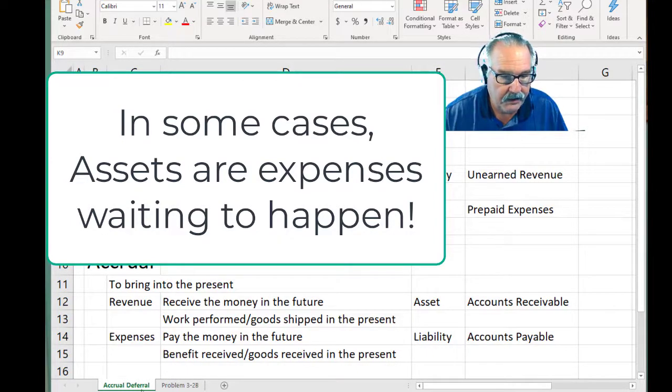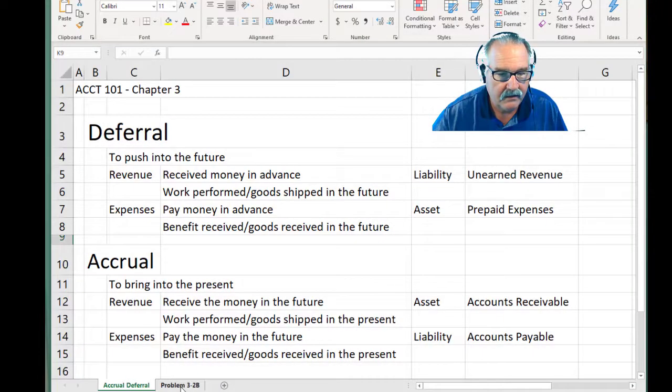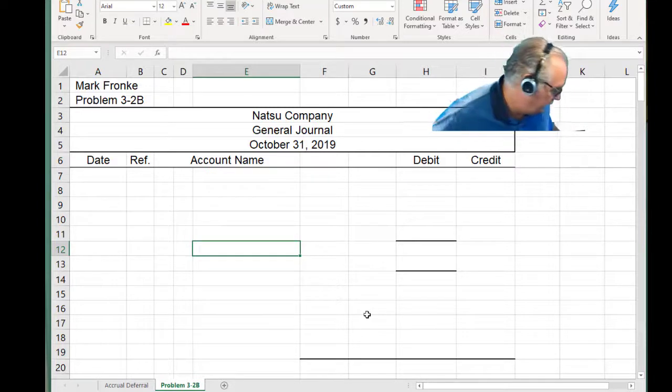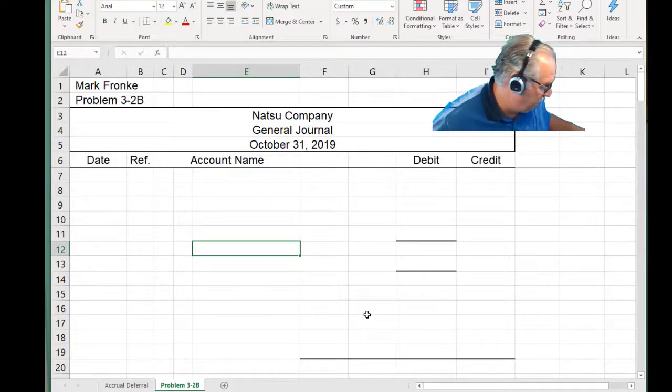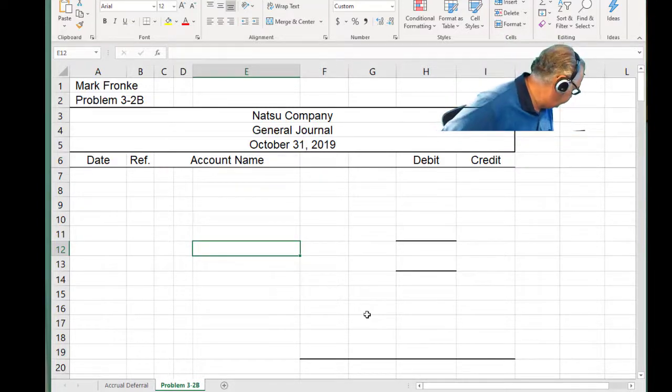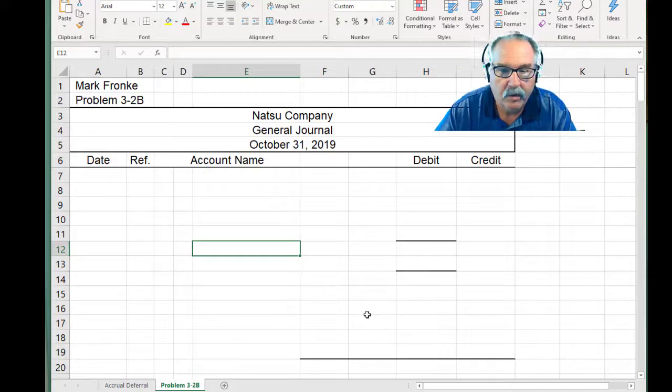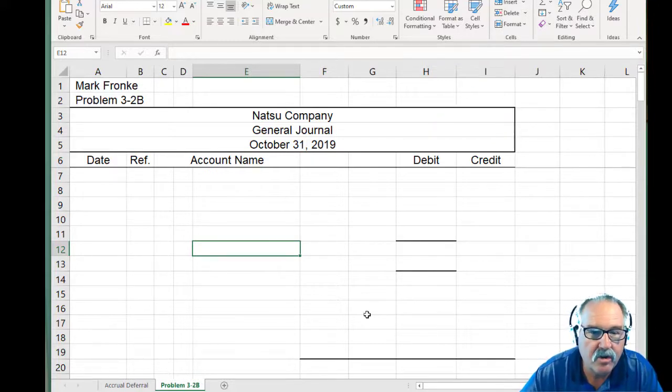So let's get started. This is problem 3-2B. We're going to make some journal entries. This is in your book on page 134. If you want to pause the video and set up a journal with the heading Natsu Company, we'll get started.